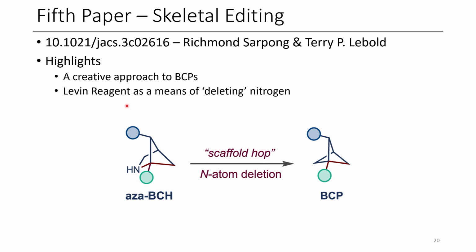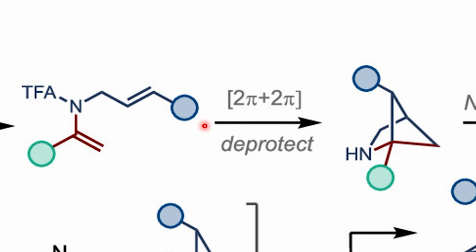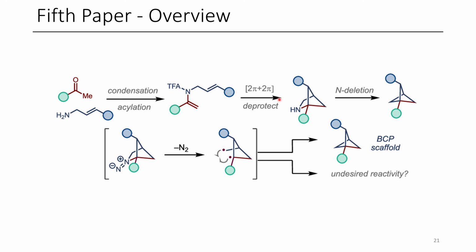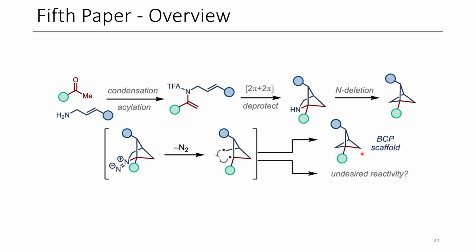The way that the authors did this was by first forming an imine, which could then be converted to the trifluoroacetamide enamine upon treatment with trifluoroacetic anhydride. Once this enamine is formed, it can then undergo an intramolecular 2+2 cycloaddition, followed by subsequent nitrogen deletion to afford a BCP scaffold. Here you can see what the diazine would look like before it was eliminated, and before the radicals could recombine to afford the final BCP.